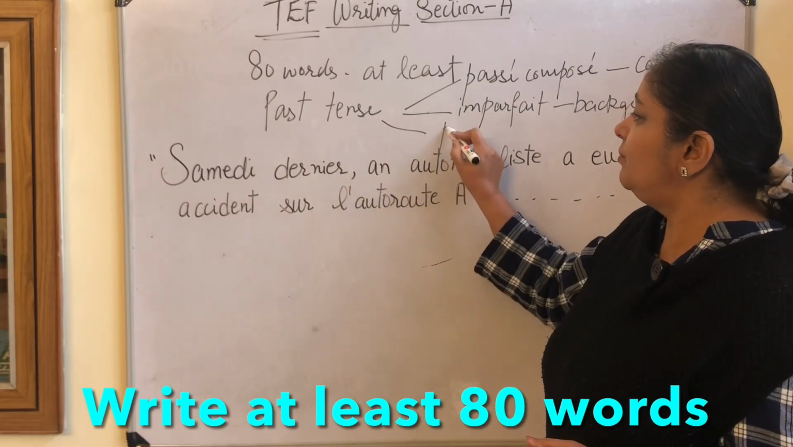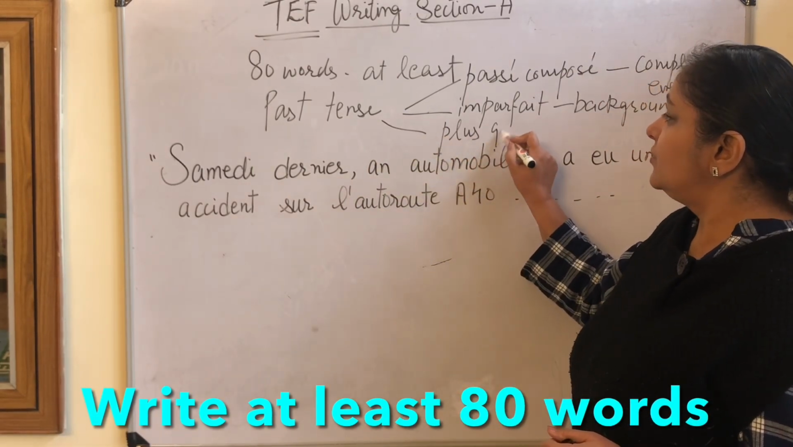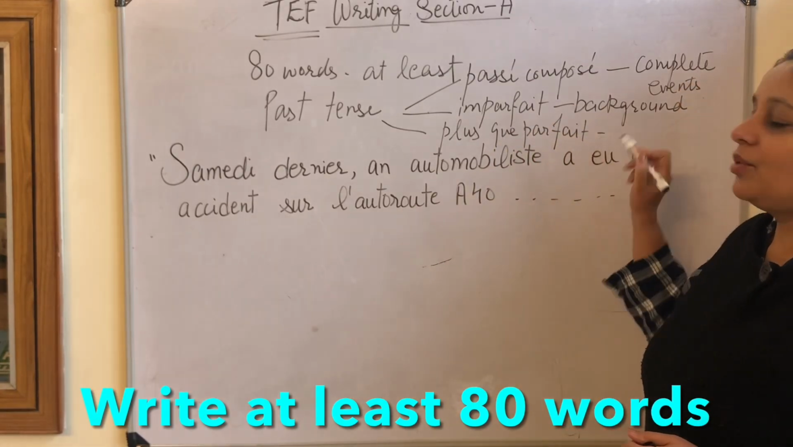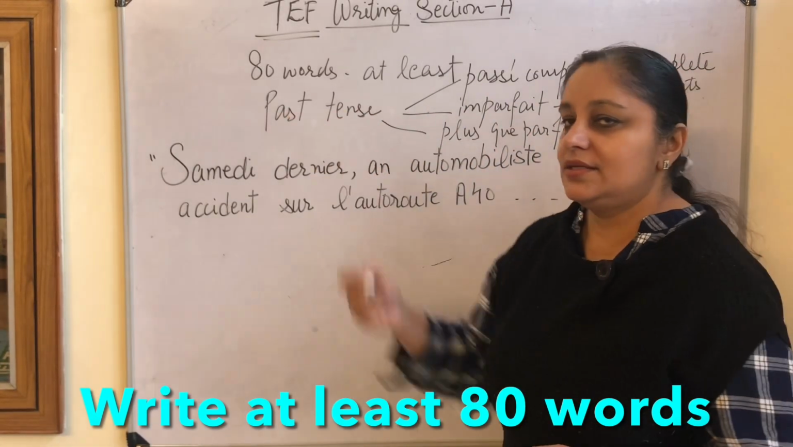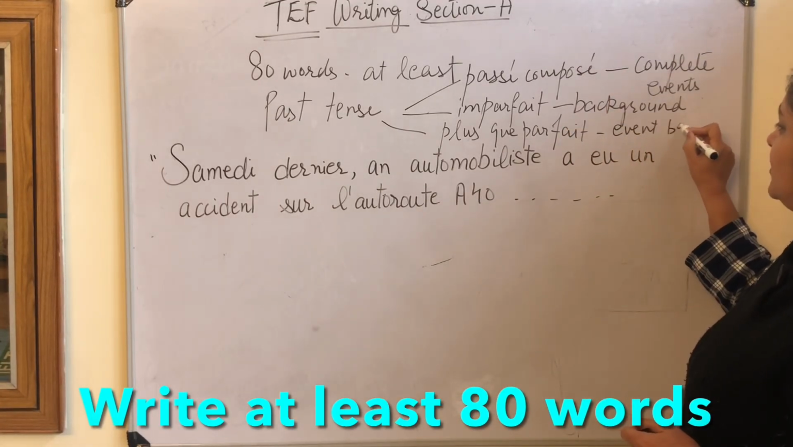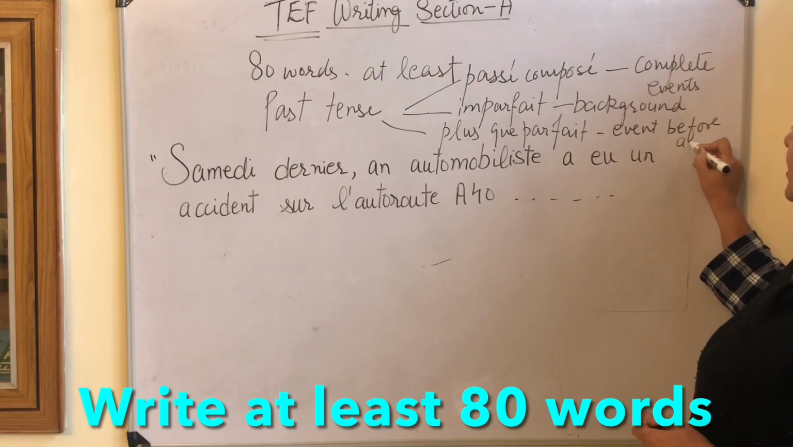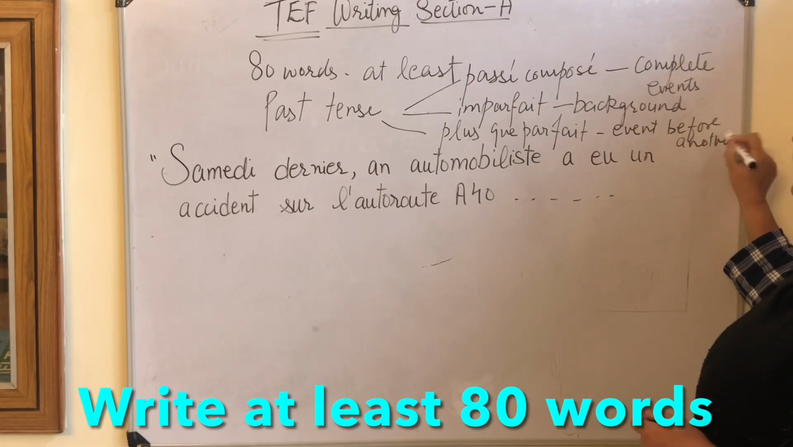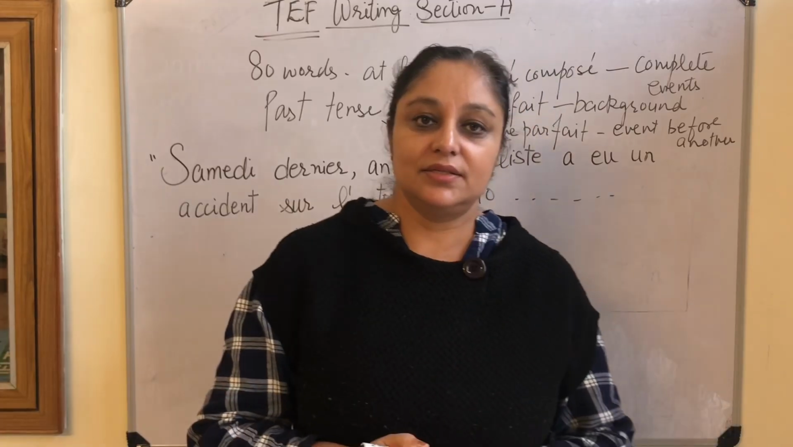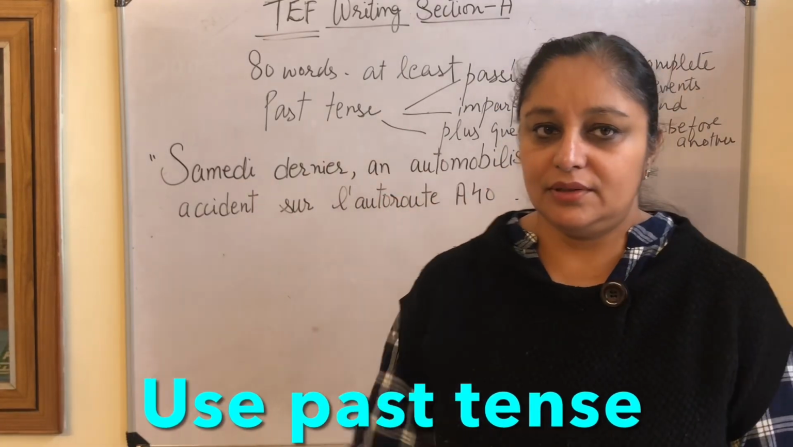Third form is plus-que-parfait. So plus-que-parfait is used when we tell any point of time in past tense, like any event before another. Any one event that happened before another event. So we use these three forms of past tense. Then what could have happened there?